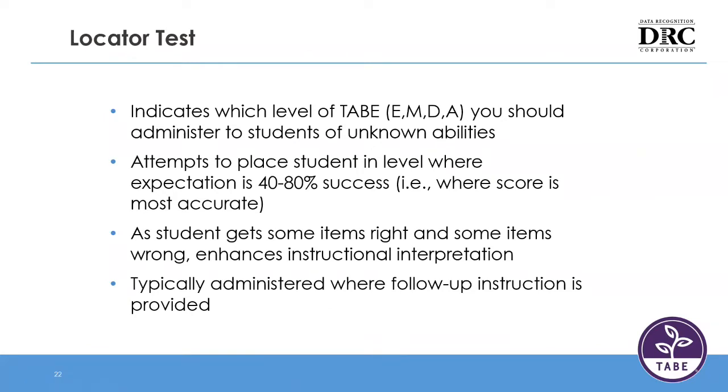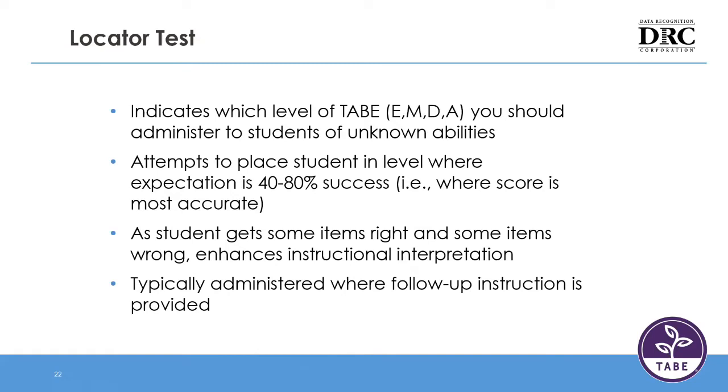The goal of TABE is always to have a student demonstrate their strengths and their weaknesses. We don't want to have a student get every question correct. We don't want to have a student get every question wrong. If they get every question right, we know everything that they know, but we don't know anything that they don't know because we don't have any weaknesses yet. And on the opposite side, if you get every question wrong, you may have some ability and some skills lower, but we didn't measure you on those skills. So the goal of the locator is to adjust the main test to one of the levels that is within your functional area, assigning a level E, M, D, or A test for reading and math and language specifically.